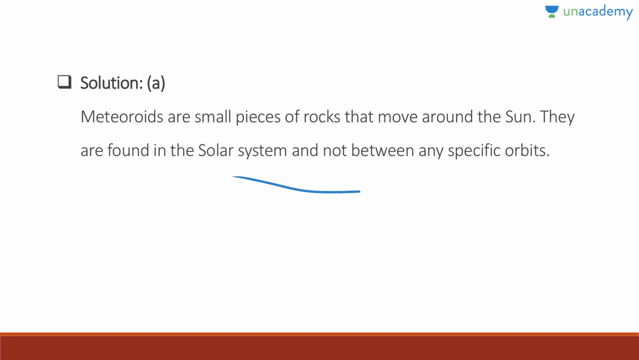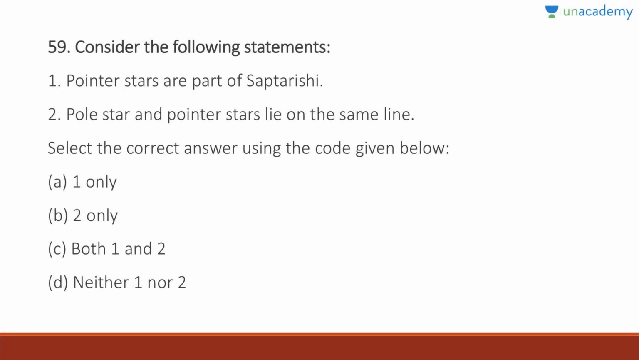So sorry for that. Question number 59. Consider the following statements. Pointer stars are part of Saptarishi. Yes, this is also called the Great Bear constellation. Pole star and pointer stars lie on the same line. This is also correct. So the answer is C, both 1 and 2.